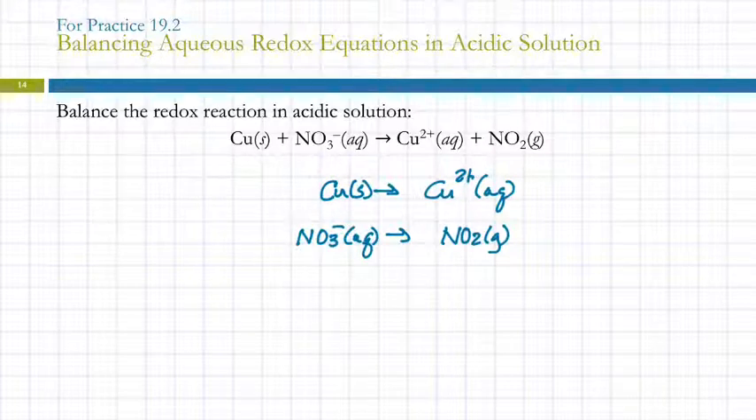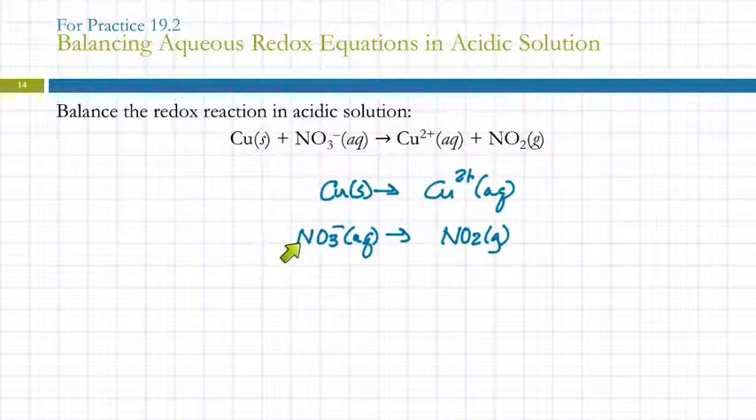This one's getting oxidized. That means for this one, something's getting reduced. It's not as obvious, but here we're going to increasing oxidation state. So we made half reactions, then we balanced by mass. So the first one's good.